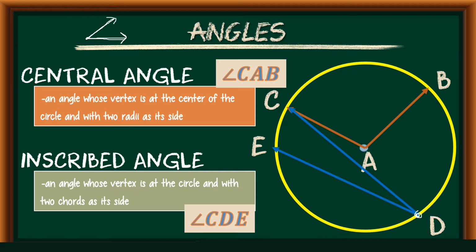Central angle, ang vertex ay nasa center. Inscribed angle, ang vertex ay nasa circle. And then, central angle, ang sides niya ay dalawang radius. Ang inscribed angle, ang sides niya ay dalawang chords. Malinaw yun? And we use the notation, ayan, tingnan niyo, to denote an angle. Okay?